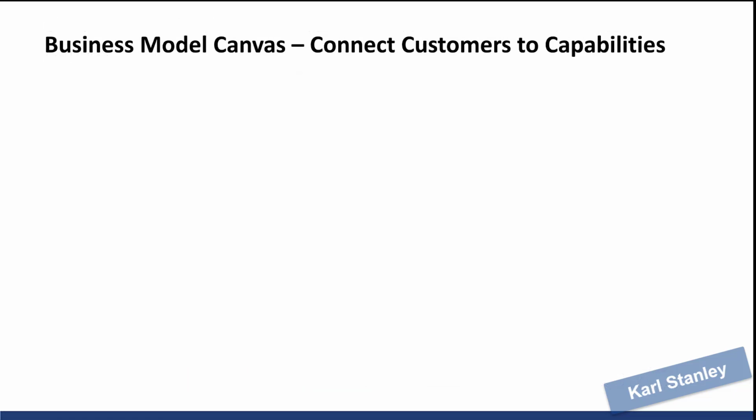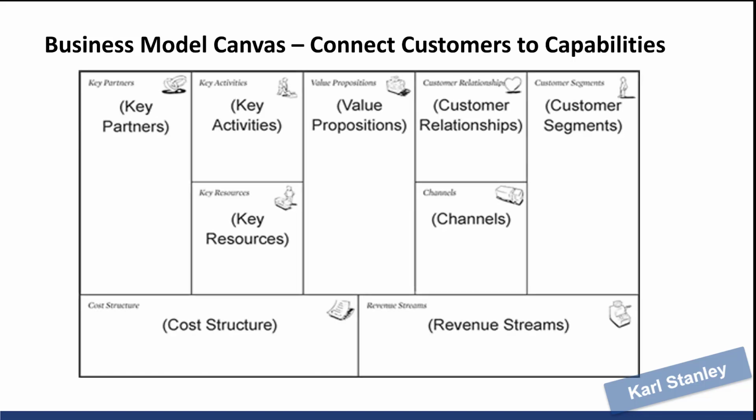Business model canvas, connect customers to capabilities. What we are looking at here is a model of 9 building blocks of business. We're not going to look at all of them, just the few that connect customers to our capabilities. First, under our customer segments, we have our customers. Customers have jobs, pains, and want some sort of gains.